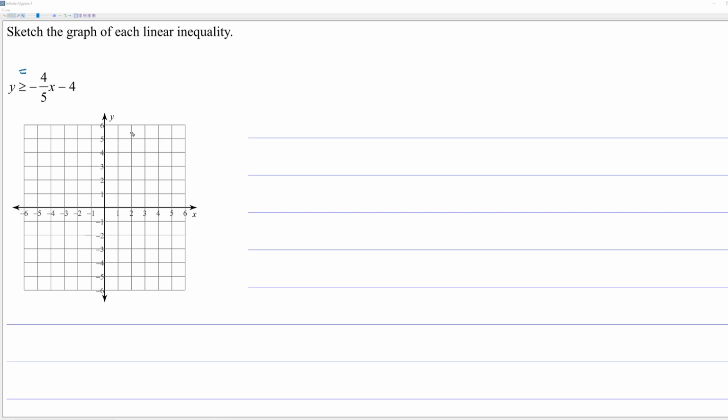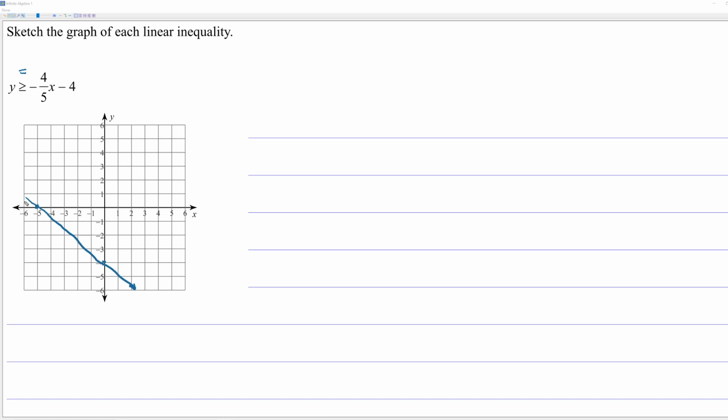So let's graph this as if it was just a line. The y-intercept is -4, so that's where we'll start. The slope is -4/5. So we'll count, let's see, if we go to the left 5 and then up 4, we'll have another point on the graph, and then we can graph the line.